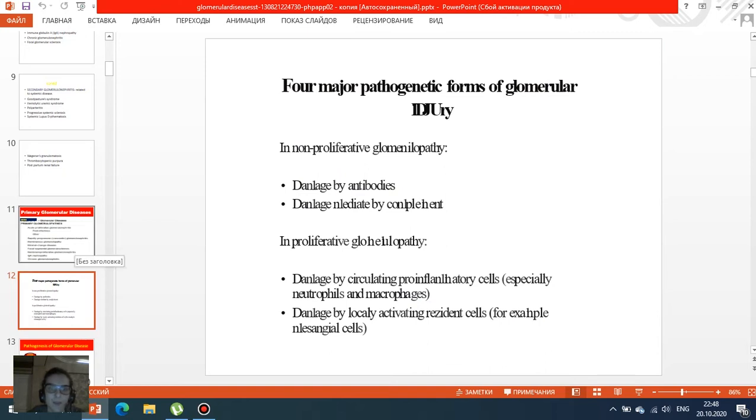In clinical practice, glomerulonephritis has four major pathogenetic forms of glomerular injury: in non-proliferative glomerulopathy and in proliferative glomerulopathy. In non-proliferative glomerulopathy, we have damage by antibodies and damage mediated by complement. In proliferative glomerulopathy, we have damage by circulating pro-inflammatory cells, especially neutrophils and macrophages, and damage by locally activated resident cells, for example, mesangial cells.